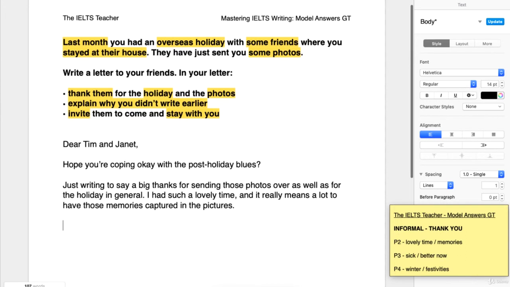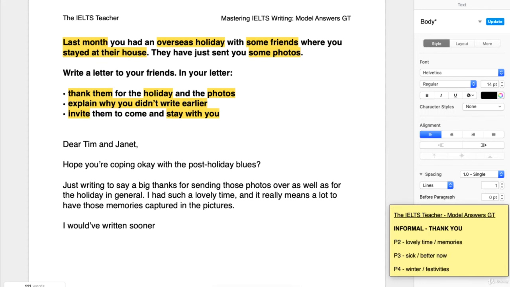And we're looking at why we didn't write earlier. So sometimes, quite a few tasks in IELTS, particularly with the informal letters and the semi-formal ones, they ask you to explain why you didn't write any sooner. And a nice way to start these paragraphs is to go with something like this. I would have written sooner. So you're using nice conditional language here. I would have written sooner if I had done this, etc.